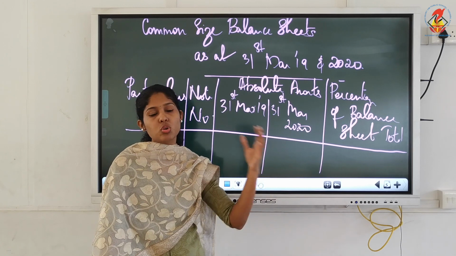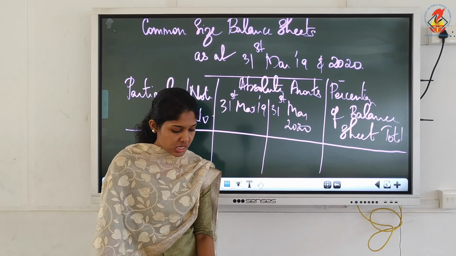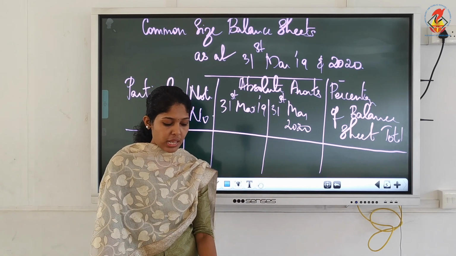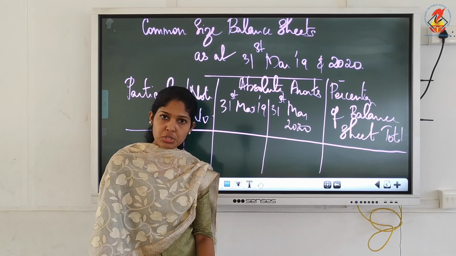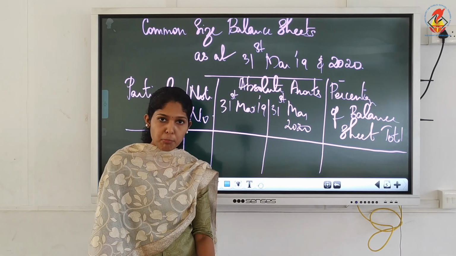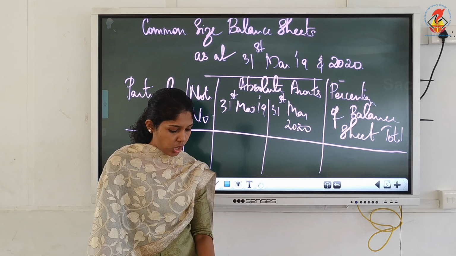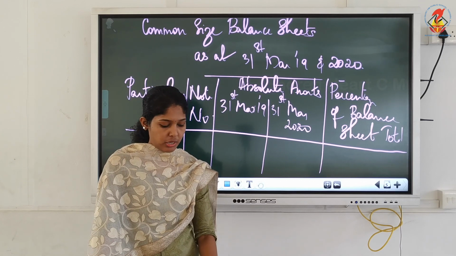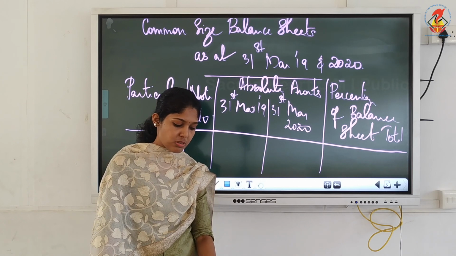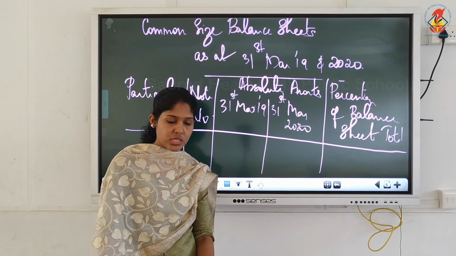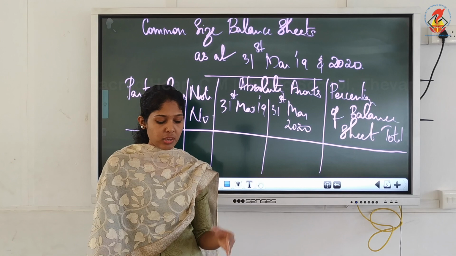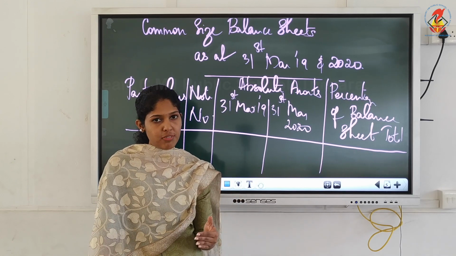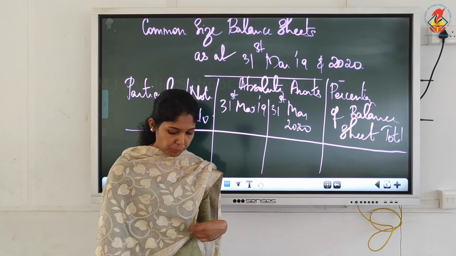Then each year you have to convert into percentage. Just see share capital 2019 it is 2,74,000. So how will you do? 2,74,000 by the base, the balance sheet total. Here the total is 14,20,000 into 100. For 2020 it will be 2,74,000 by 8,60,000 into 100. Okay, likewise you have to convert each and every figure into percentage.